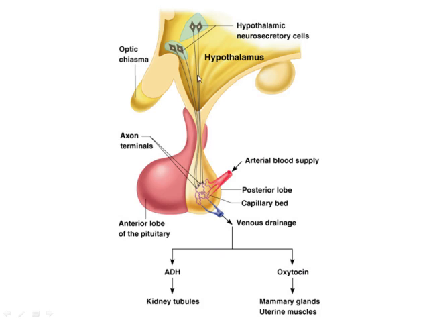Here you see the hypothalamus and its connection to the pituitary gland. The anterior lobe is affected by the releasing hormones from the hypothalamus, but the posterior pituitary gland stores the ADH and the oxytocin.